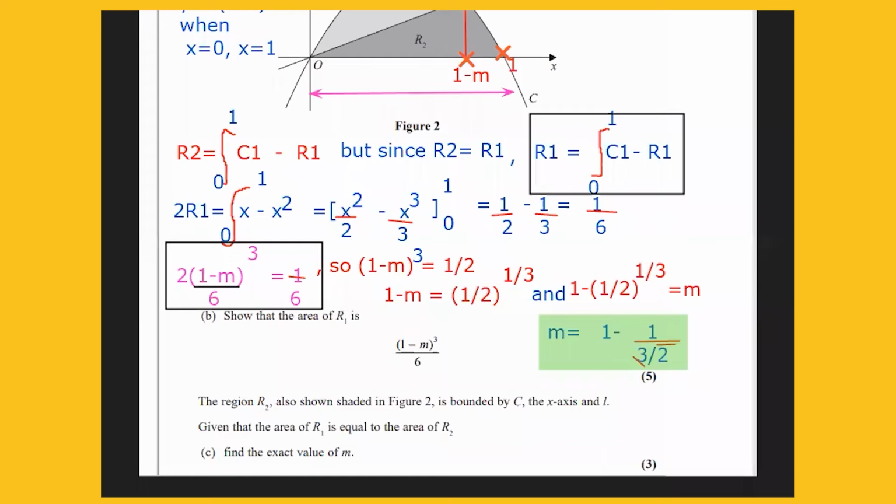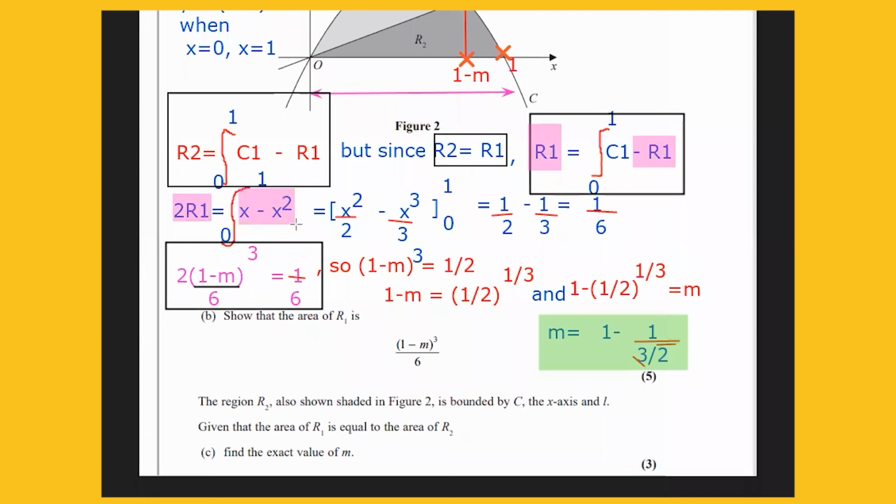So first I'm going to write this equation. R2 is equal to the area under the curve from 0 to 1 minus R1. I think you all will agree with me on that. Now, since R2 is equal to R1, I'm going to replace R2 by R1. So I have another expression. R1 is equal to the integration of the curve from 0 to 1 minus R1. Now what I'm going to do is put these two R1s onto the same side. So that will become 2R1 is equal to the integration of the curve from 0 to 1 of x minus x squared.